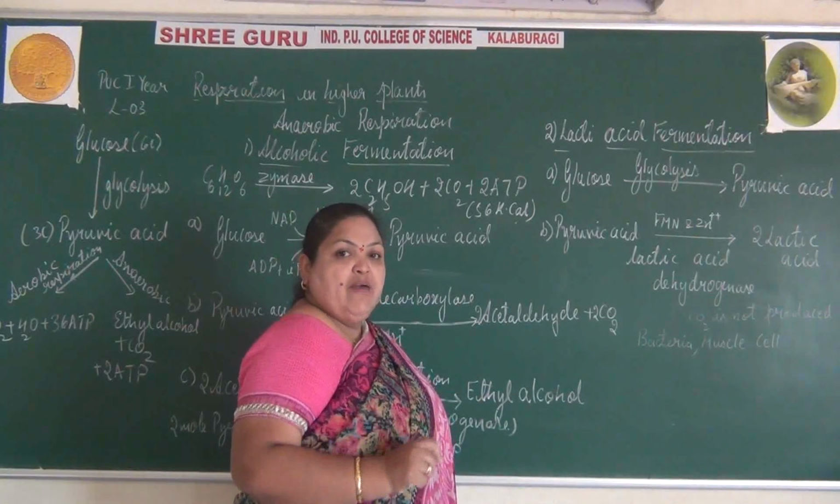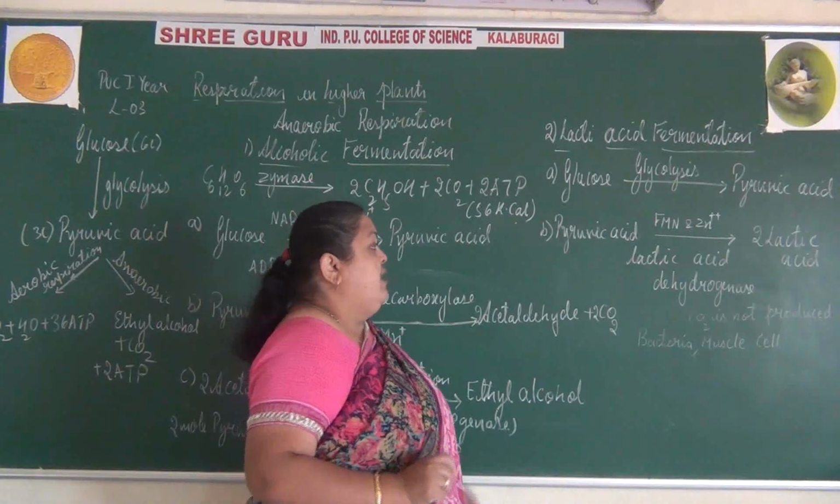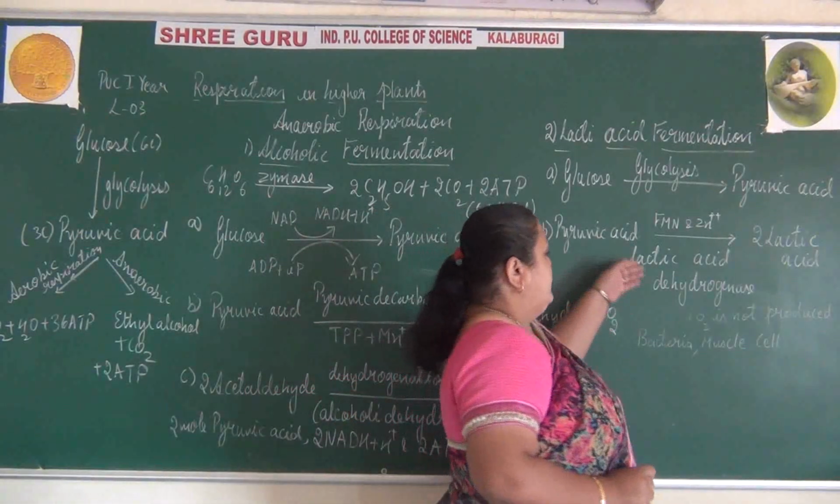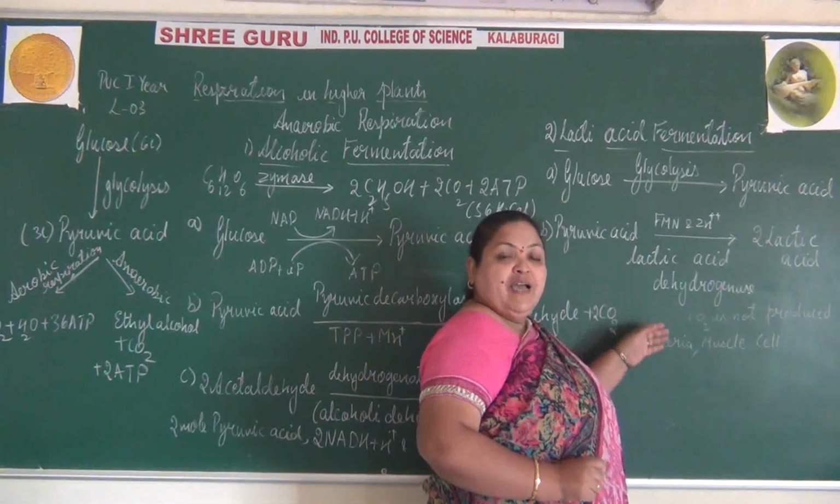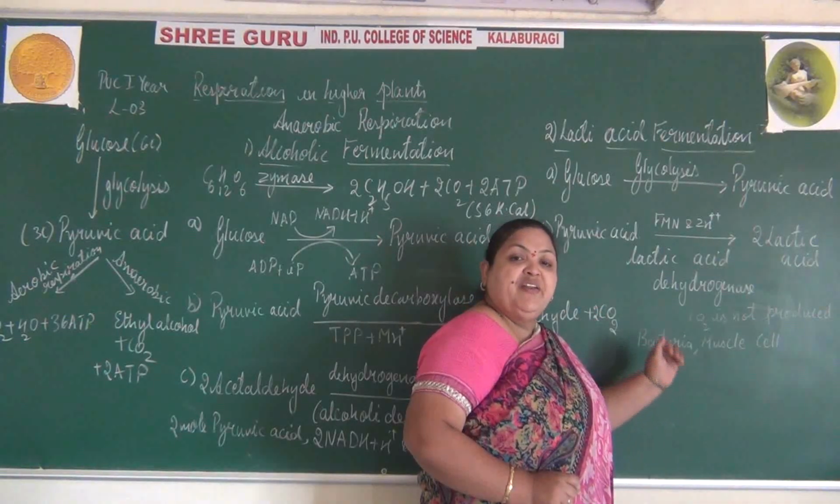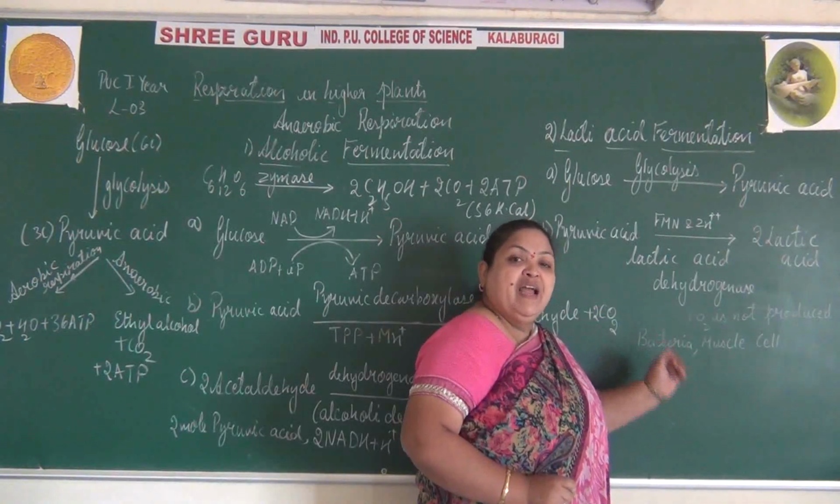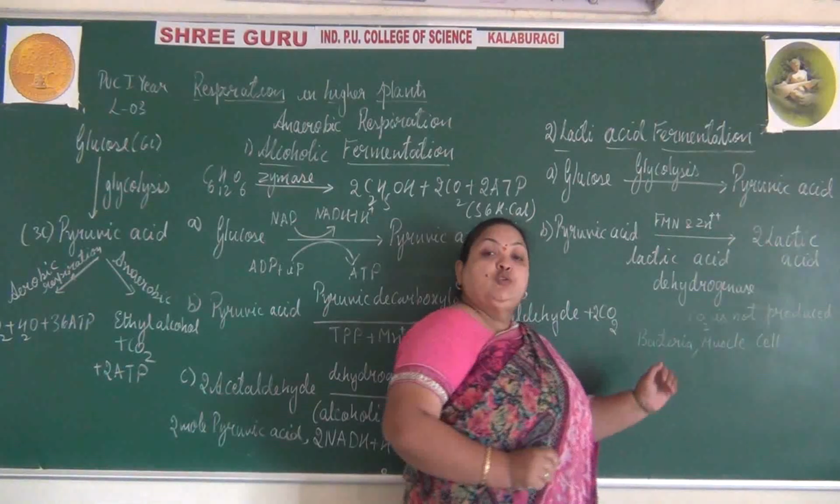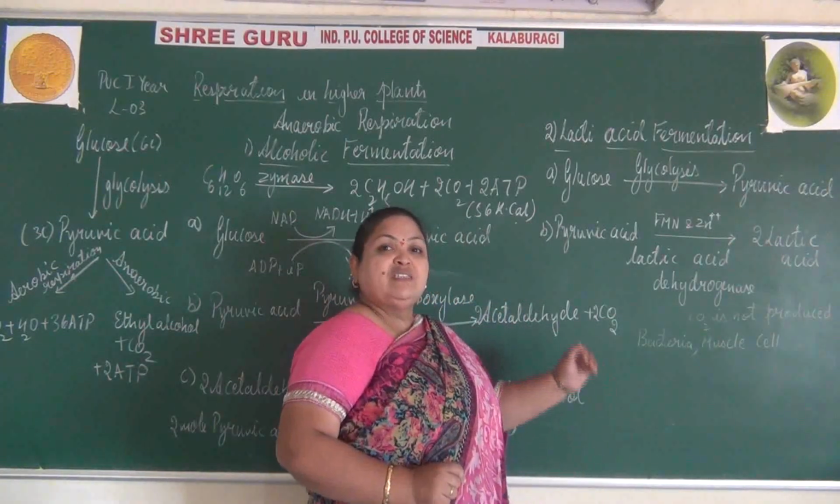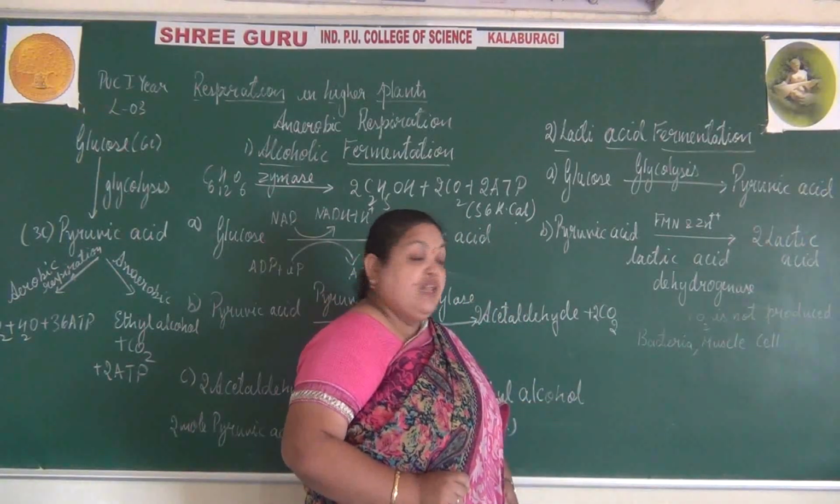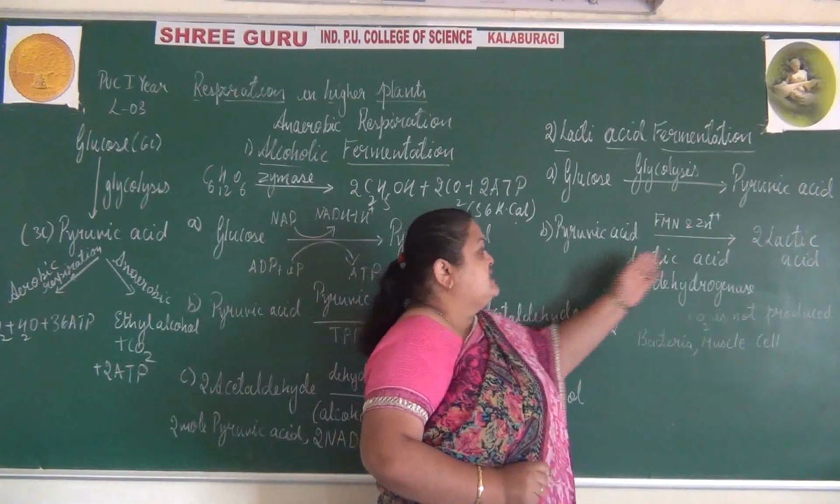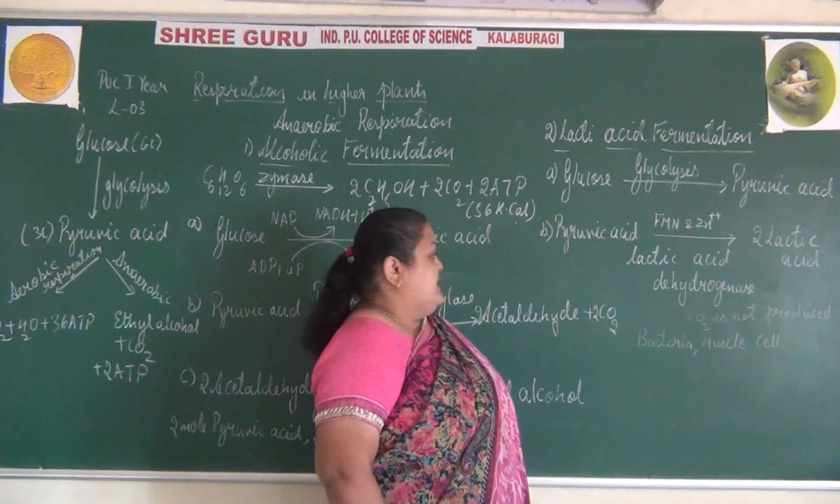FMN means flavin mononucleotide, which helps the enzymes carry out the reactions properly, smoothly, where the pyruvic acid is converted into lactic acid.